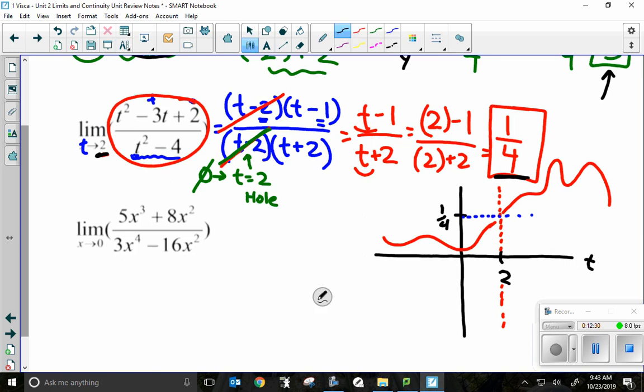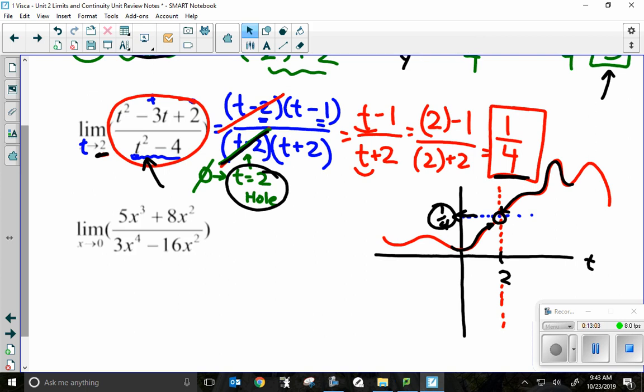However, 2 does not work here. It makes it undefined. Since we crossed it out, there is a hole. It is not an actual coordinate. It is a hole. So again, we don't have to have a point there. The graph just has to look like it's approaching 1/4. As I come this way from the right side, it definitely looks like it's approaching 1/4. As I come from the left side, it looks like it's approaching 1/4. All right?